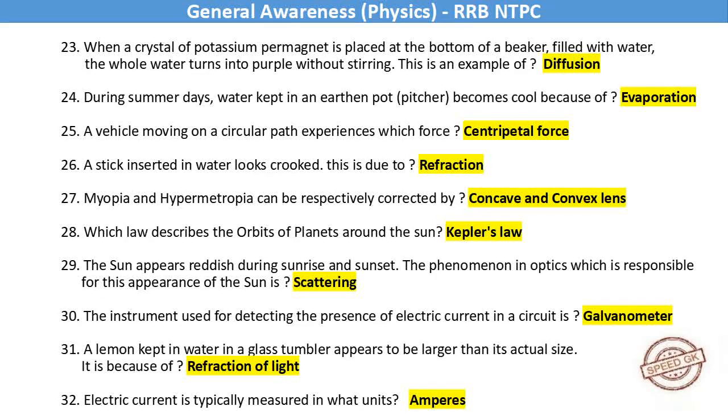Which law describes the orbits of planets around the Sun? Kepler's law. The Sun appears reddish during sunrise and sunset. The phenomenon in optics which is responsible for this appearance of the Sun is scattering. The instrument used for detecting the presence of electric current in a circuit is galvanometer.